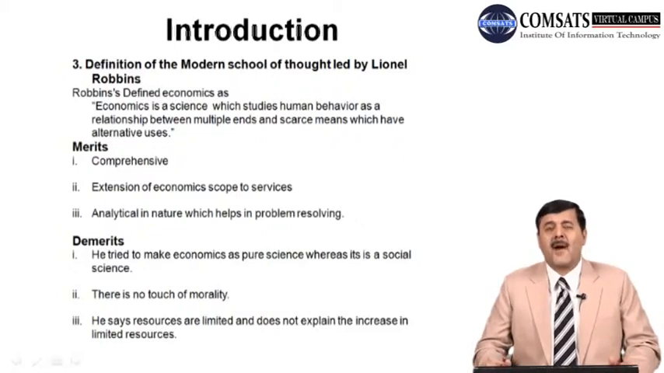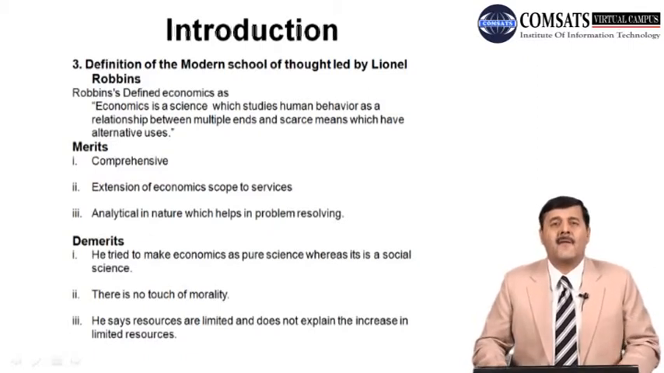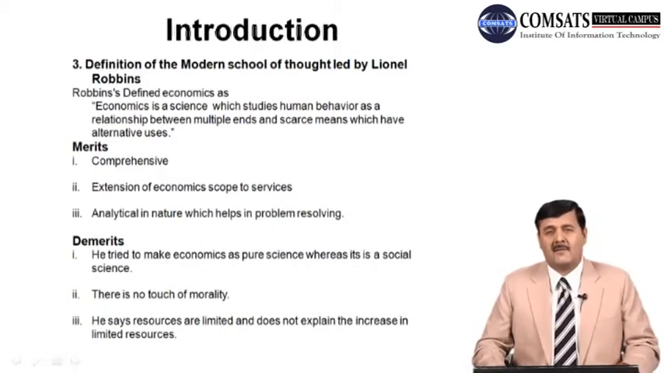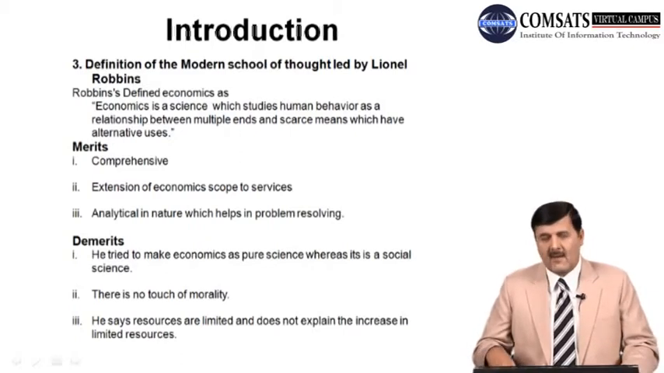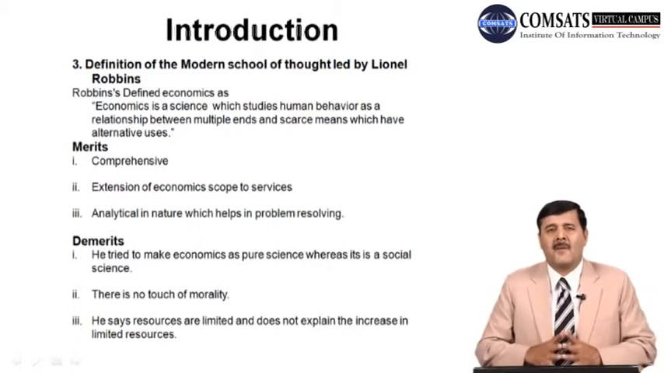Three definitions की हमने बात की. Definition given by Adam Smith की हमने सबसे पहले बात की. उसके बाद we have talked about the definition given by Alfred Marshall, the New Classical School of Thought. उसके बाद then we have talked about the definition of economics given by the Modern School of Thought, led by Lionel Robbins. उन्होंने जो डेफिनेशन दी, हमने कोशिश की कि तीनों के हमने मेरिट्स, डिमेरिट्स, क्रिटिसिज्म की बात की.